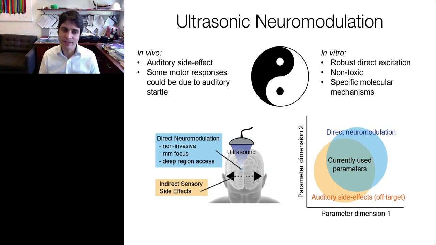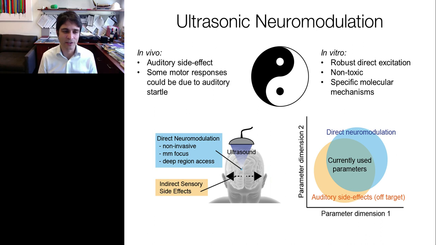So where we are with this direct ultrasonic neuromodulation is that there seems to be an auditory side effect that is present in addition to whatever direct effects are there. And some of the motor responses that we and others see may be due to this auditory side effect rather than direct neuromodulation. So that means that we really need to look inside the brain to see what the ultrasound is doing. At the same time, our in vitro results show that we have robust direct excitation of the neurons. It doesn't seem to be toxic, and it involves specific molecular mechanisms. So there is also a direct modulation that's happening.